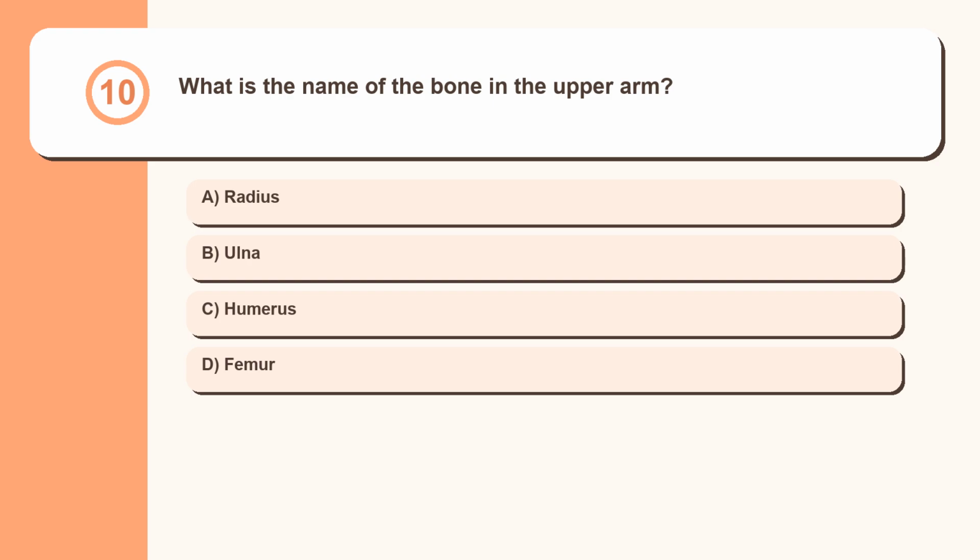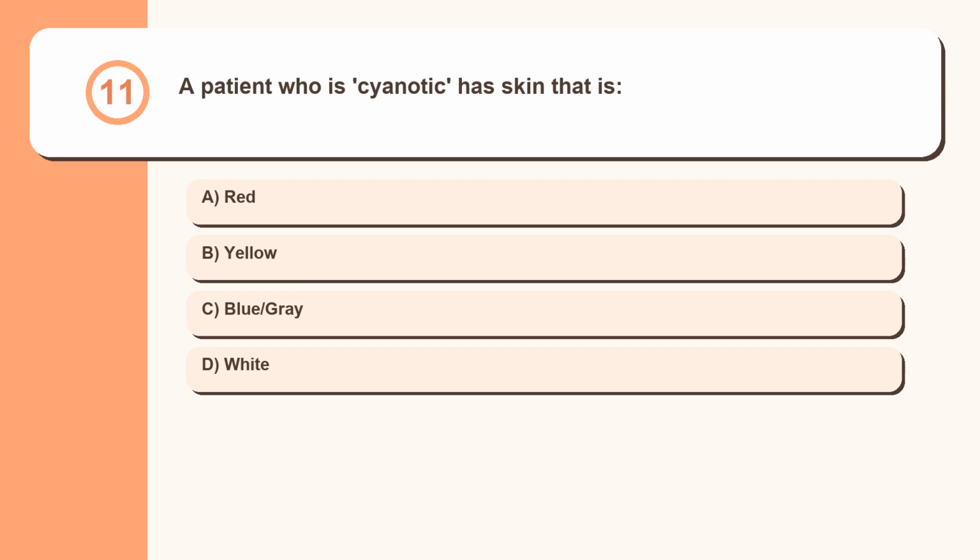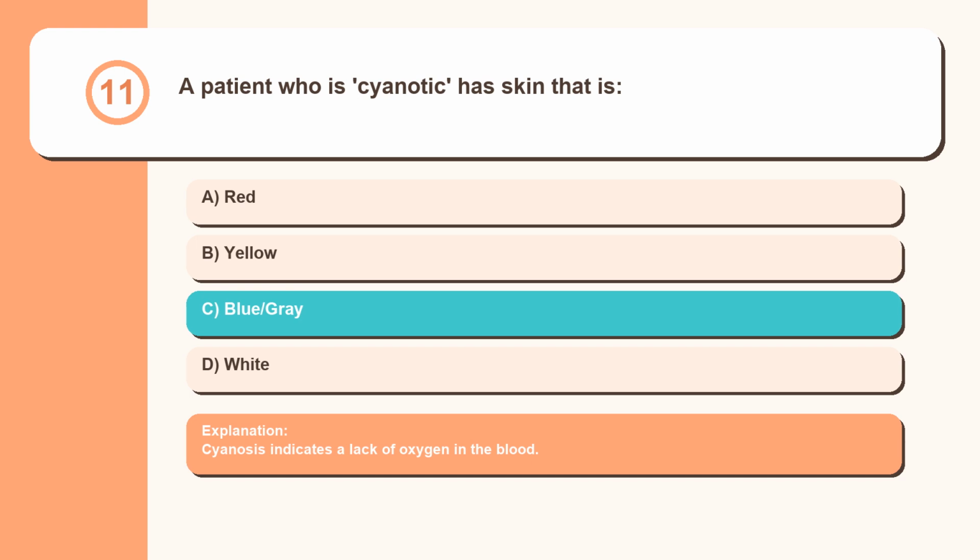Question 10. What is the name of the bone in the upper arm? Radius, ulna, humerus, femur. The humerus connects the shoulder to the elbow. Question 11. A patient who is cyanotic has skin that is red, yellow, blue/gray, white. Cyanosis indicates a lack of oxygen in the blood.